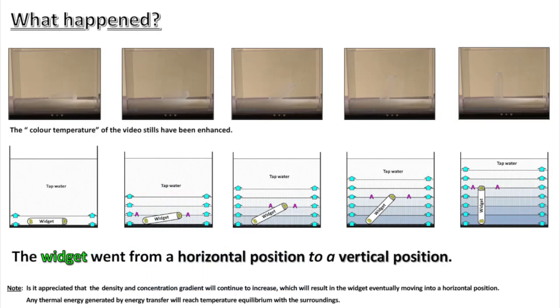What happened? The widget went from a horizontal position to a vertical position. Note: it is appreciated that the density and concentration gradient will continue to increase, which will result in the widget eventually moving into a horizontal position. Any thermal energy generated by energy transfer will reach temperature equilibrium with the surroundings.